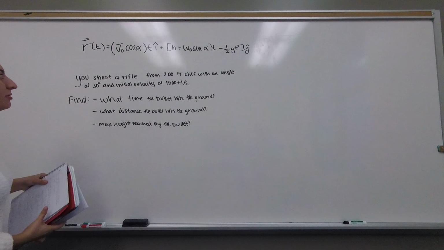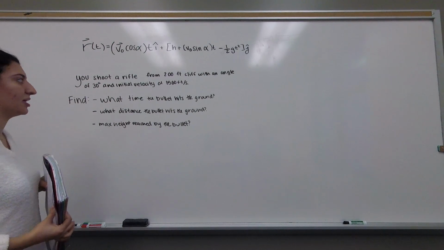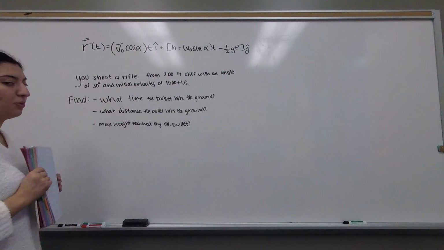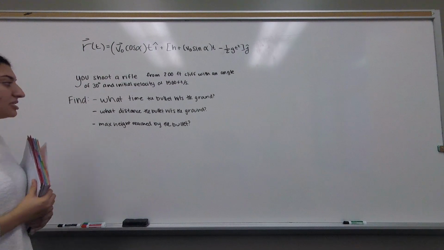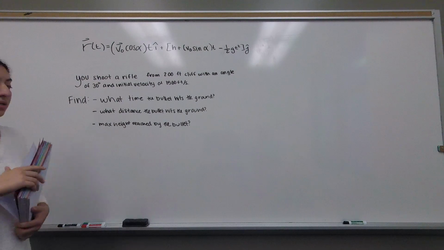So our example problem is you shoot a rifle from 200 feet with an angle of 30 degrees and an initial velocity of 1,500 feet per second. And we would like to find at what time the bullet hits the ground, at what distance the bullet hits the ground, and the max height reached by the bullet.